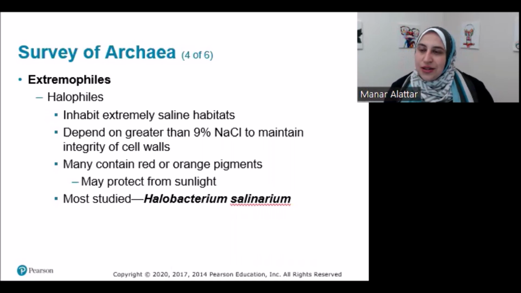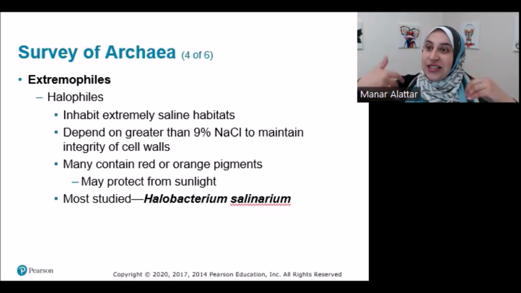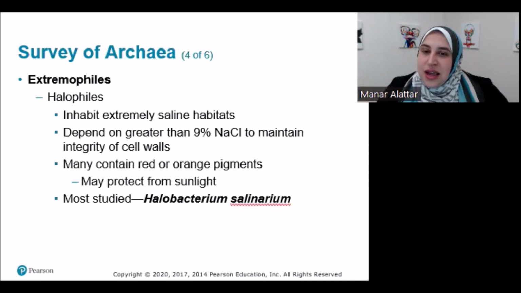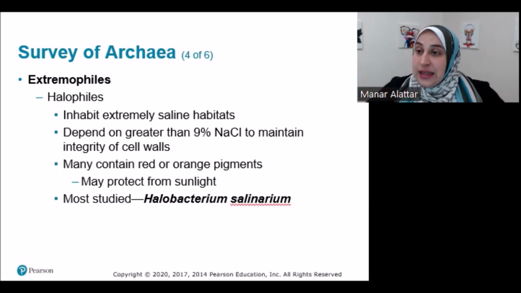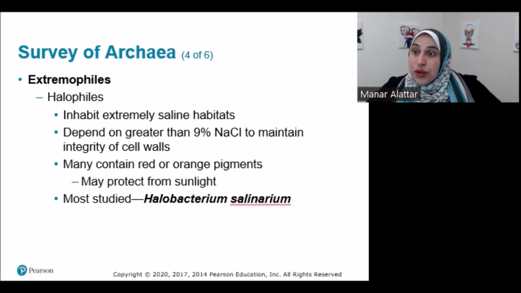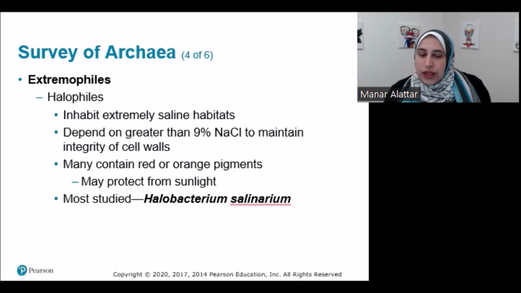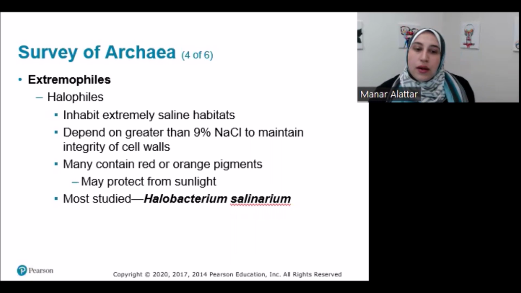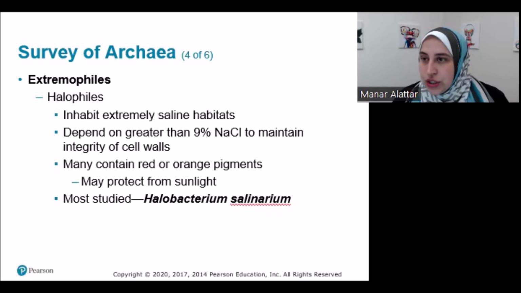We just know anecdotally that our cells can't withstand that. If we were to drink salt water, we'd actually dehydrate our cells. These are organisms that have a different osmotic balance where they can actually maintain their integrity within these very, very saline environments. And they actually would not survive a more osmotically neutral environment. Most of these tend to be classified within the phylum Euryarchaeota, and a lot of them have these beautiful red and orange pigments that allow them to withstand specifically protection from sunlight, but other extremes within their environment.